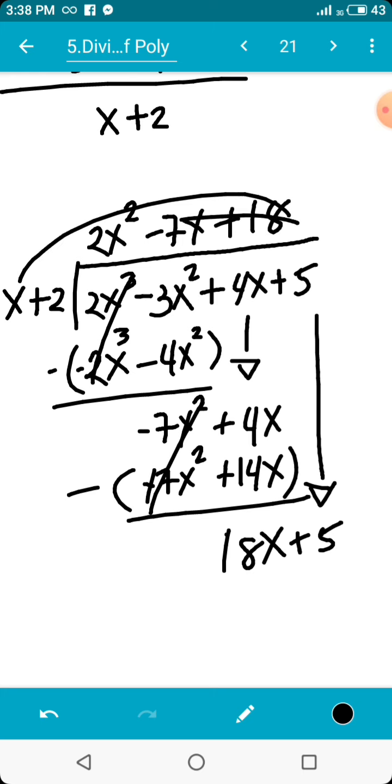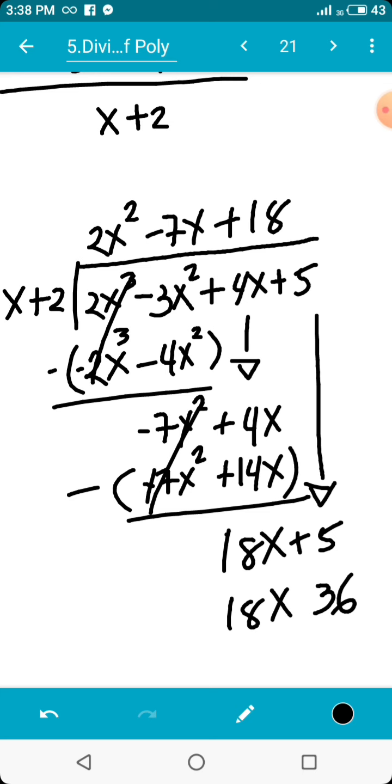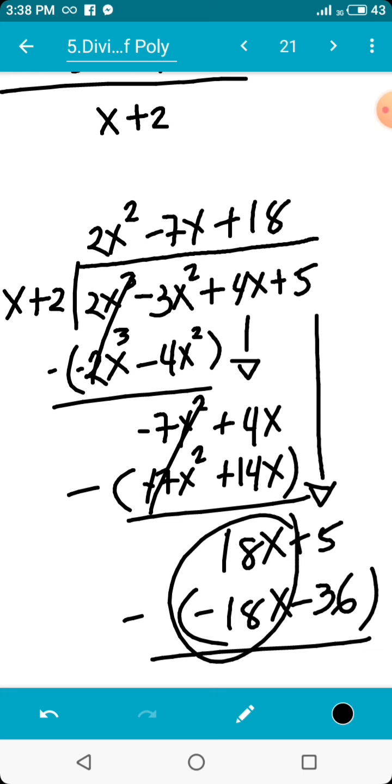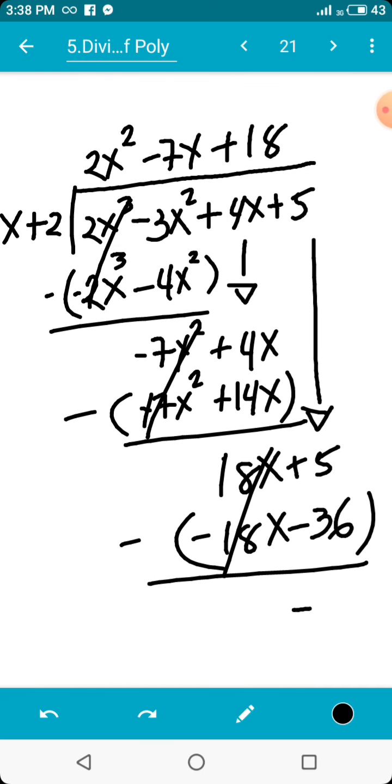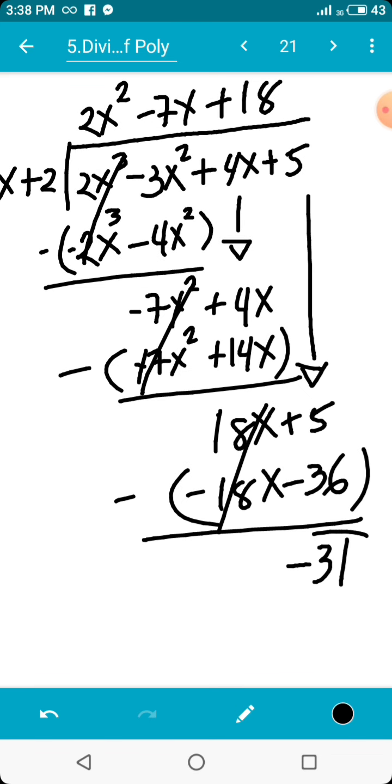Then, multiply ulit natin sila. So, 18 times x, we have 18x. And then, 18 times 2, we have 36. Okay, and then minus. So, mag-iiba yung sign. So, we have now positive and negative 18x. So, canceled. And then, we have positive 5 and negative 36. So, we have negative 31. Okay? So, kung mapapansin nyo, ang natira is negative 31, hindi 0. So, ibig sabihin, meron tayong remainder negative 31.